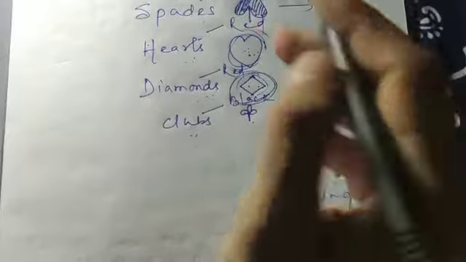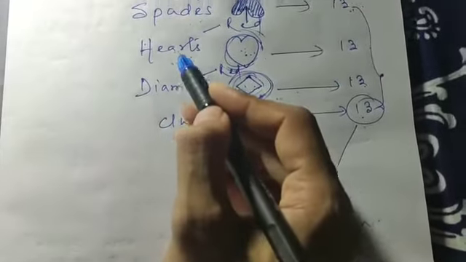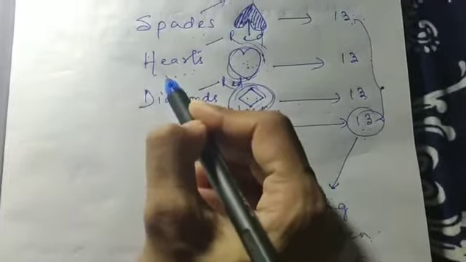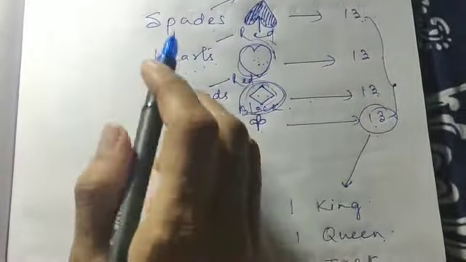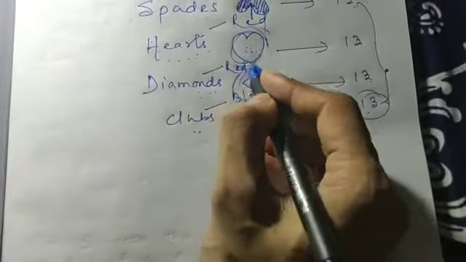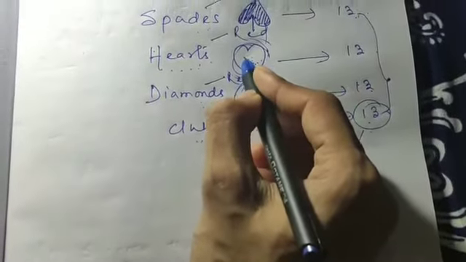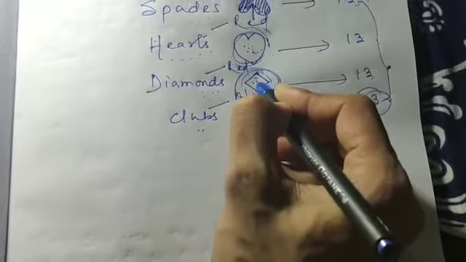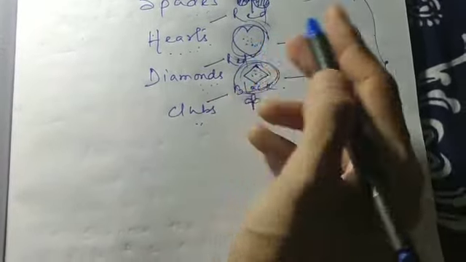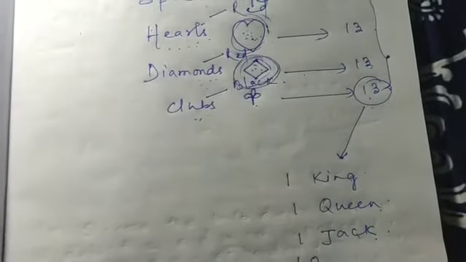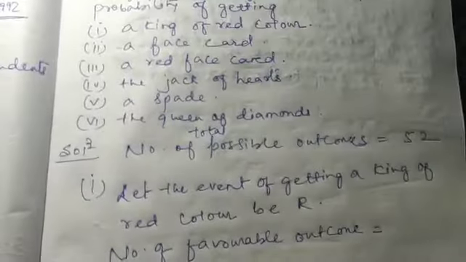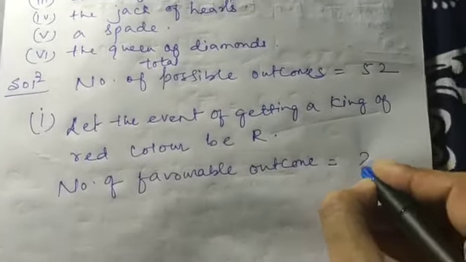They have not said a king of heart. If they were telling a king of heart, then we would get only one king. But they said a king of red color. There are two types of red colors, so one king of heart and one king of diamond will come. So how many kings of red color? Two kings of red color, right? So here our favorable outcome is going to be 2.